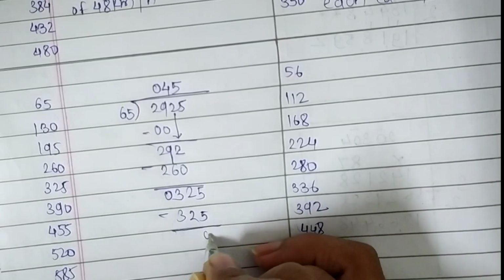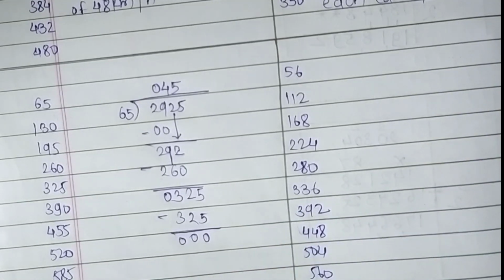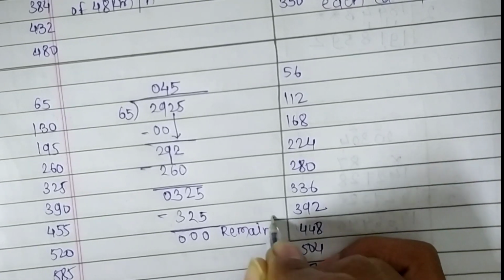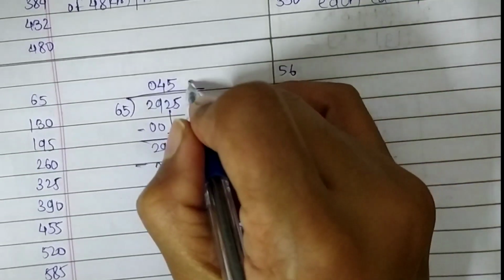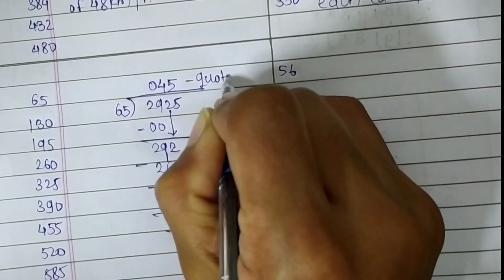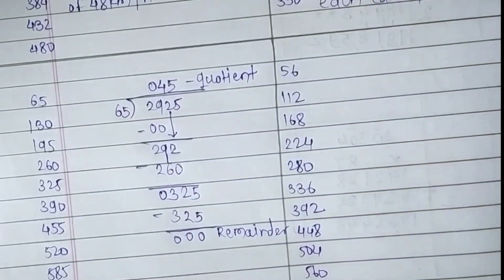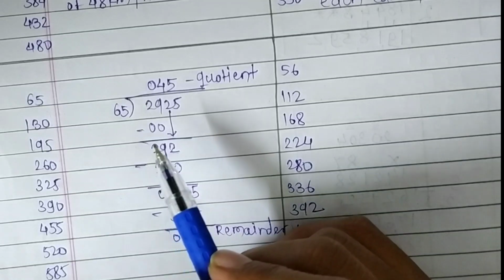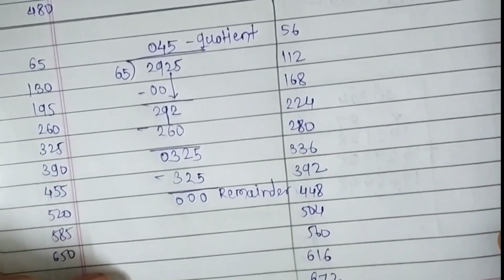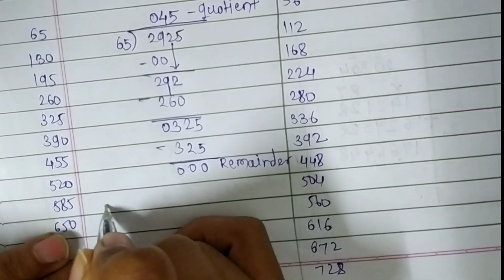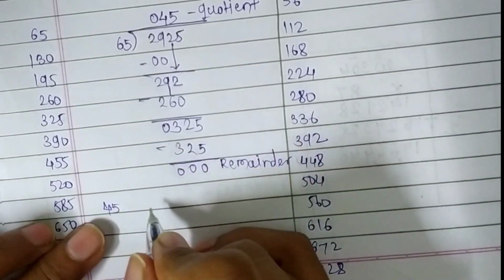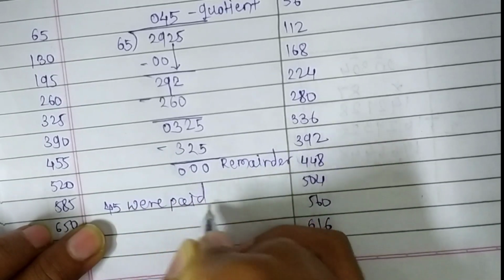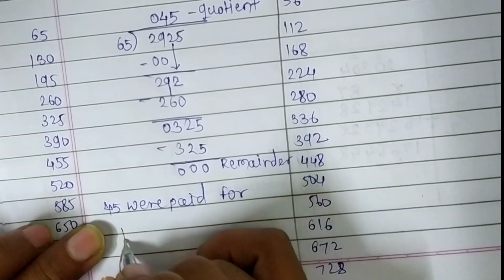The number here we get is 0. So this is our remainder. And this is our quotient. So our quotient is our answer. Just write it in words. 45 were paid for the picnic.